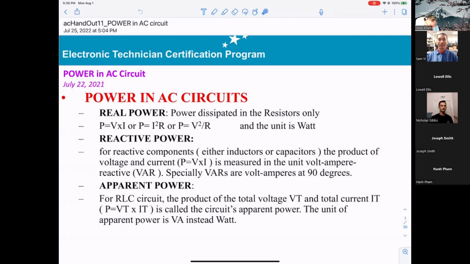The next one is reactive power, for a reactive component. That means you can have either an inductor or a capacitor. That's what we call a reactive component. It is the product of the voltage and the current, V times I, measured in the unit of volt-ampere reactive, VAR. So basically that tells you the power in a capacitor or inductor. The formula is V times I, however, the unit will be VAR.